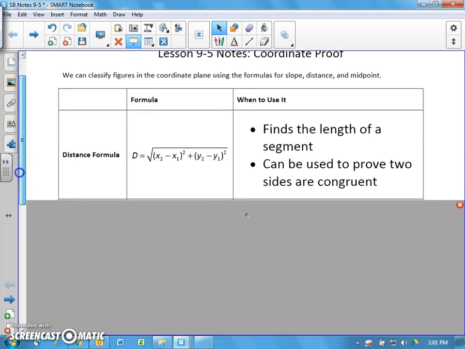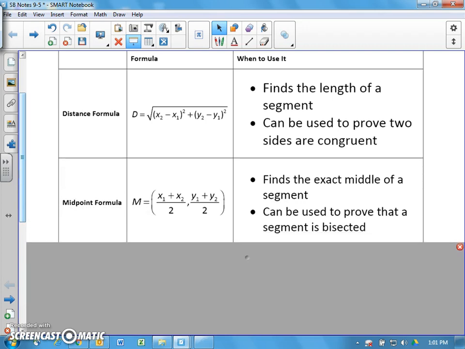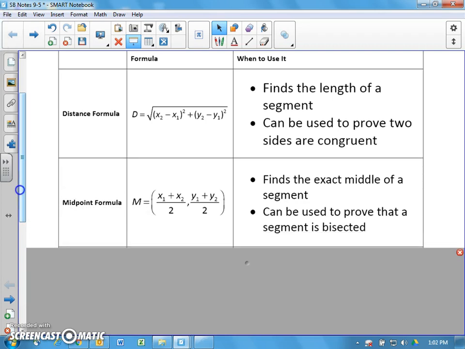Your next formula that you have is your midpoint formula. Remember that this finds the exact middle of a segment, and this can be very useful to prove that a segment has been bisected.